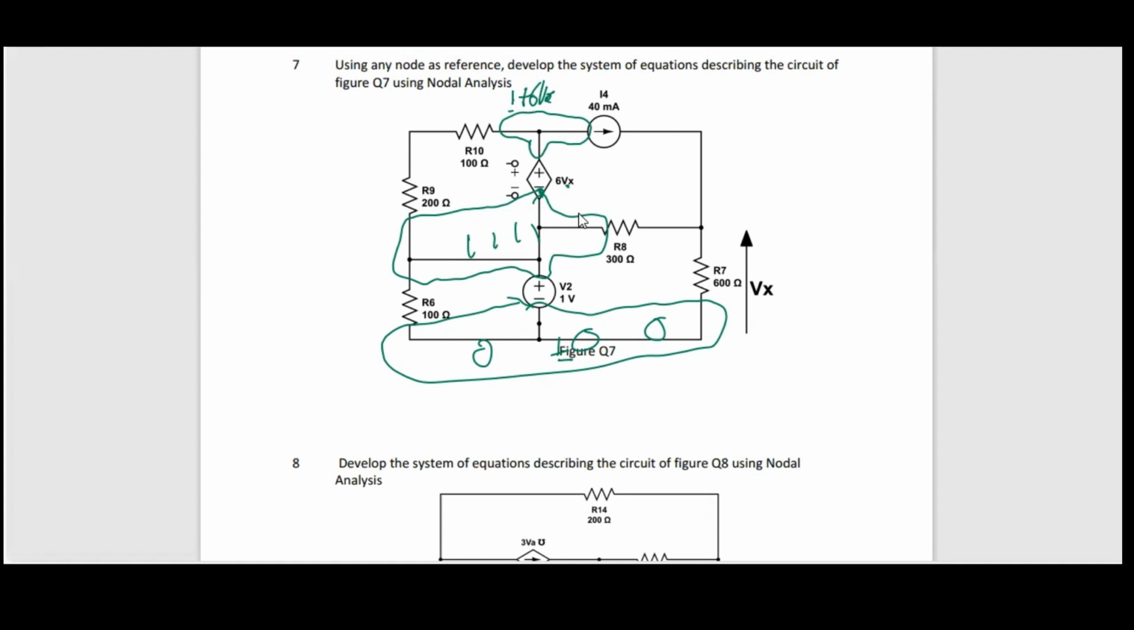But if he doesn't, this here gives it away. That's how I know the ground, because it's a rise. It's rising from 0, so you can just place the ground there and go ahead. So if you had been given this, it makes the whole thing easier. You don't need to do the supernode for this. You will know everything rising up: 0 plus that gives you 1, and 1 plus this battery gives you 1 plus 6 Vx.